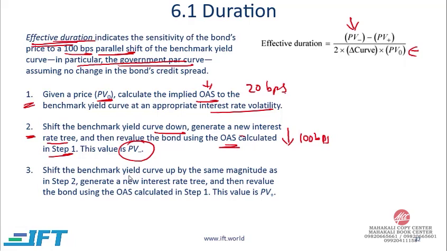Then we shift the benchmark yield curve up by the same magnitude as in step 2, and we generate a new interest rate tree. Then we revalue the bond using the OAS of 20 basis points in my example, and we get the value of PV plus.